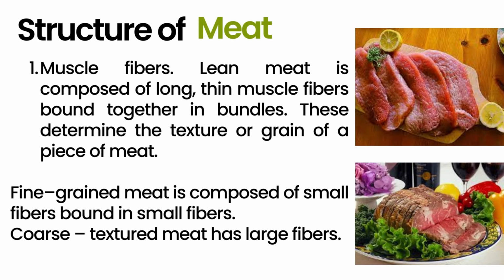We're done with the fats, let's come now to the structure of meat. 1. Muscle fibers. Lean meat is composed of long, thin muscle fibers bound together in bundles. These determine the texture or grain of a piece of meat. Fine-grained meat is composed of small fibers bound in small bundles. Coarse, textured meat has large fibers.